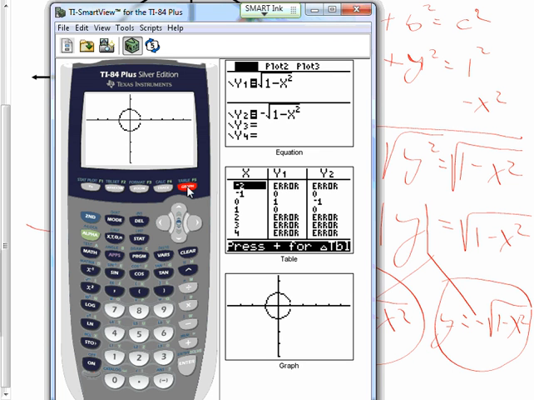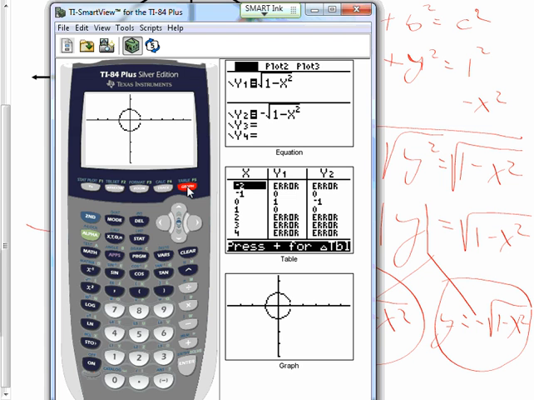Notice that by doing it that way, both halves pass the vertical line test. Did you hear that? Both halves pass the vertical line test. Therefore, when you do it this way, both parts of the circle are a function. That is important.